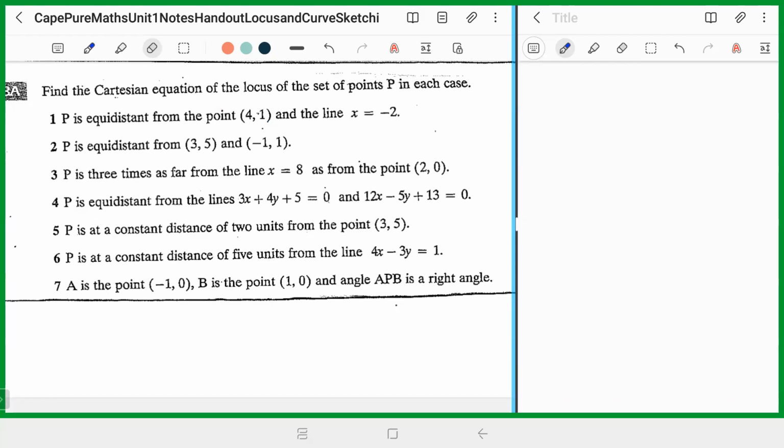It's a very easy topic, and it features quite frequently on the exam paper. So you're not going to escape it.